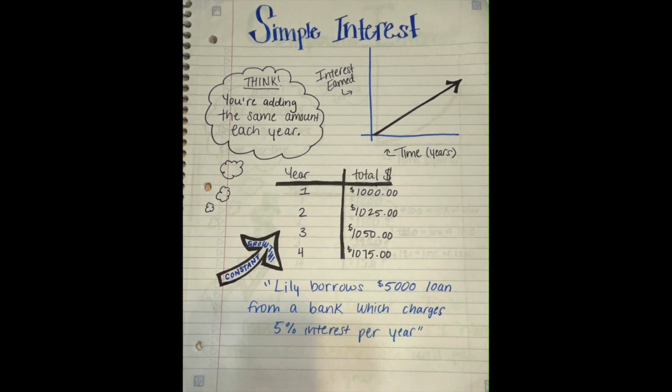This is different than compound interest, which doesn't go at a steady rate. So my little arrow example says that it's constant growth. And then I have just written down an example of what a problem would look like. For example, if a problem said Lily borrows a $5,000 loan from a bank which charges 5% interest each year, that 5% interest is the same per year. So that would be a way that you could tell that's simple interest and not compound interest, because it's staying at a constant rate of $5,000 per year.